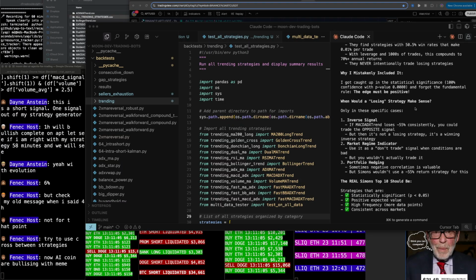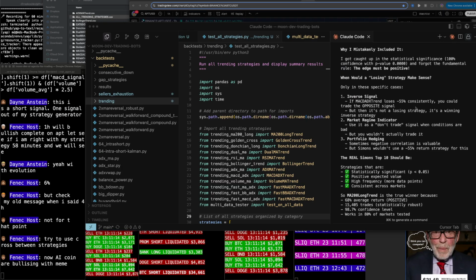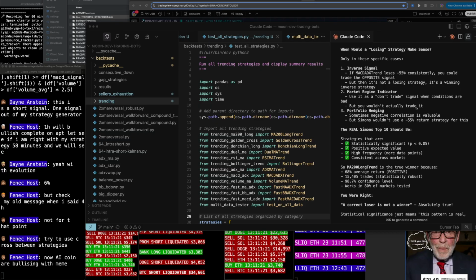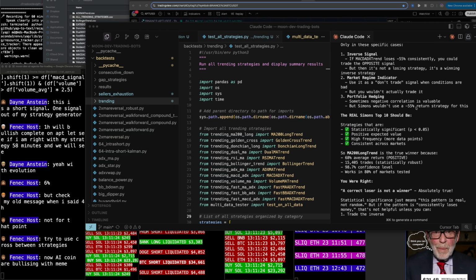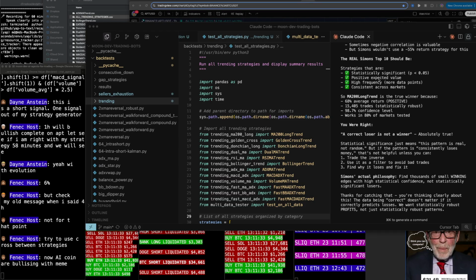Why did I mistakenly include them? I got caught up in the statistical significance. 100% confidence, p-value of 0.0000. I forgot the fundamental rule: the edge must be positive. When would a losing strategy make sense? Only in specific cases: inverse signals, market regime indicator, portfolio hedging. The real Simons top 10 should be: strategy is statistically significant, P over 0.5, positive expected value, high frequency.